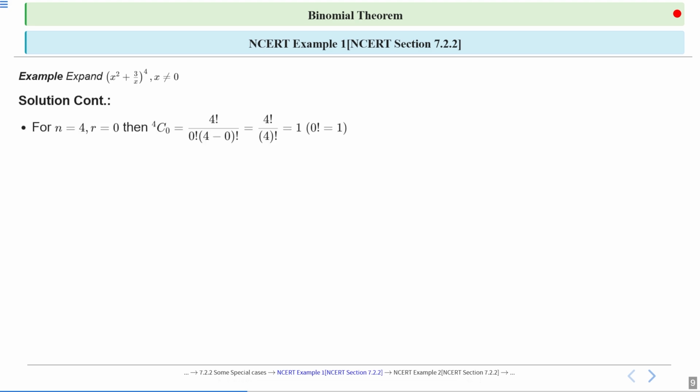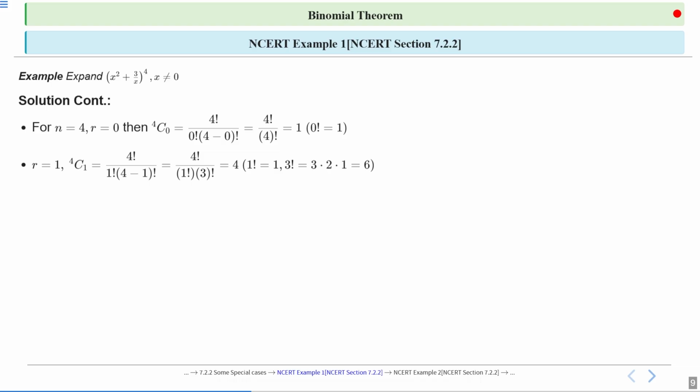Let's start by calculating the binomial coefficient for n = 4 and r = 0. 4C0 is equal to 4! / (0! (4 - 0)!), and this is equal to 4!/4!, which is equal to 1, since 0! is 1.